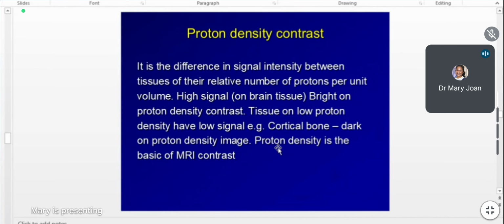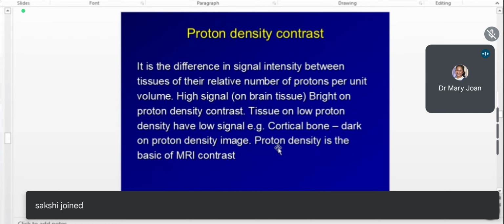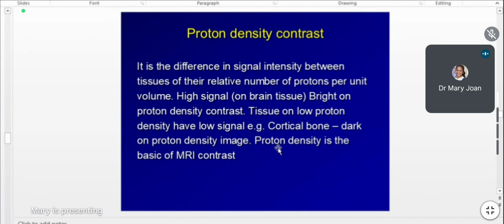Proton density contrast is the difference in signal intensity between tissues due to their relative number of protons per unit volume. Brain tissue has high signal, bright on proton density contrast. Tissue with low proton density has low signal, for example cortical bone, dark on proton density image. Proton density is the basis of MRI contrast.